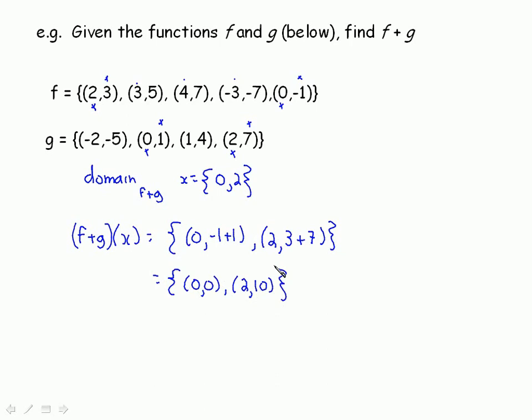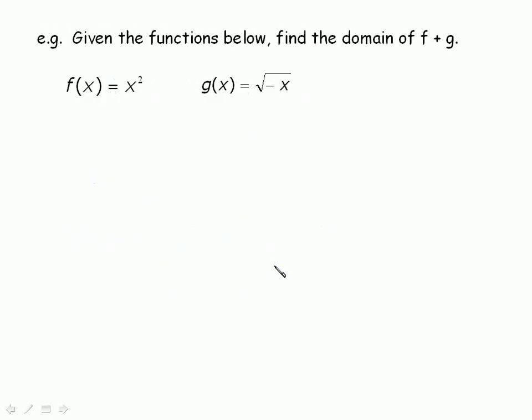So that's how that works. Now the other thing that you run into quite often is not just a set of ordered pairs like this, but we're actually given functions such as this. f at x is x squared, g at x is equal to square root of negative x. Now we just want the domain, but I know you're probably thinking we should probably write the function out. So f plus g at x is simply the sum of these two. So x squared plus square root of negative x.